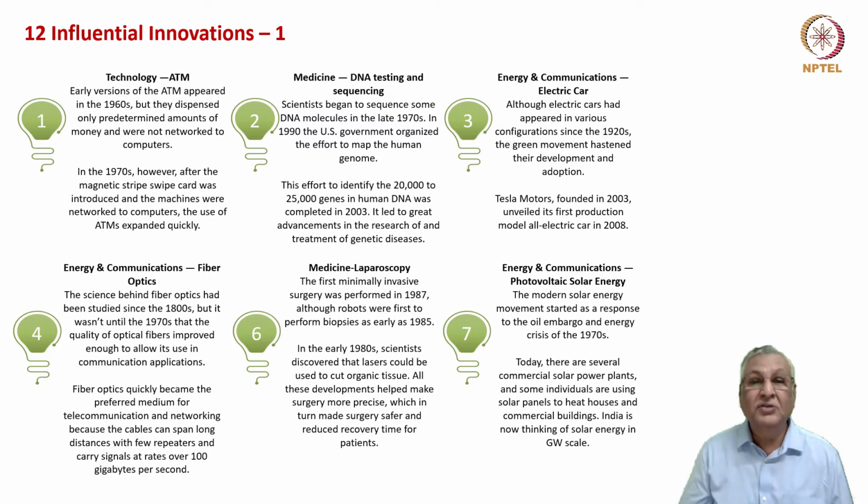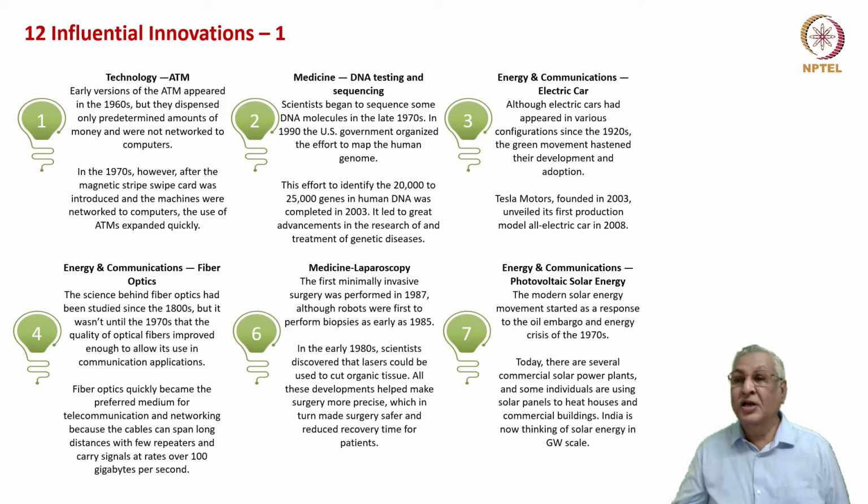DNA testing and sequencing, as another example, was available as a technology in the late 1970s. In the 1990s, the US government organized the Human Genome Mapping exercise. This effort to identify the 20,000 to 25,000 genes in human DNA was completed as early as in 2003. It led to great advancements in the research and treatment of genetic diseases. But CRISPR took several years thereafter to get into being as one of the most impactful genomic and genetic disease treating tools. So it takes years.